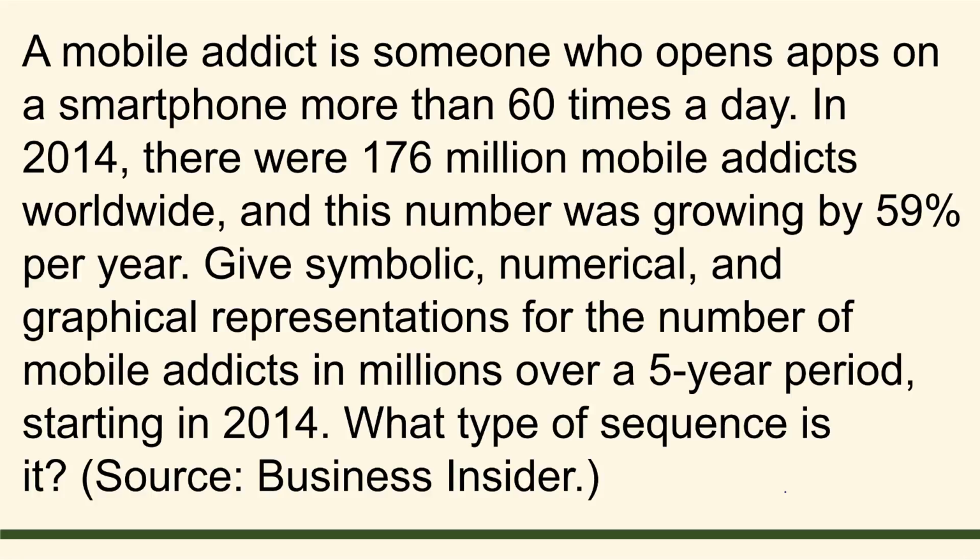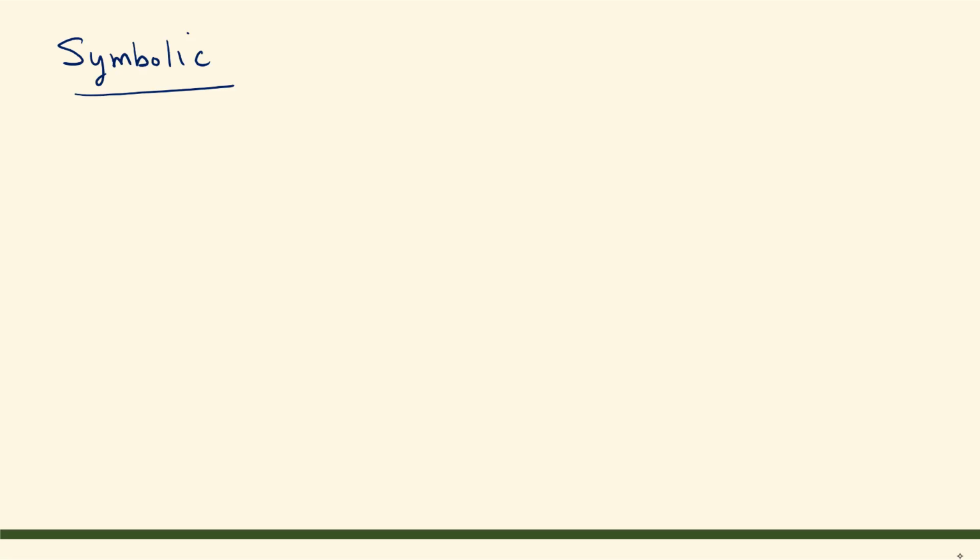A mobile addict is someone who opens apps on a smartphone more than 60 times a day. In 2014, there were 176 million mobile addicts worldwide, and this number was growing by 59% per year. Give symbolic, numerical, and graphical representations for the number of mobile addicts in millions over a 5-year period starting in 2014. What type of sequence is it?